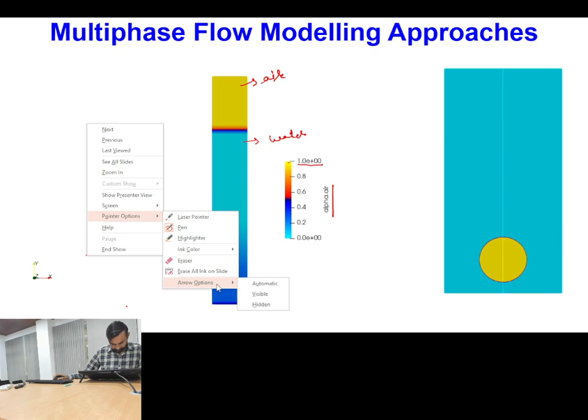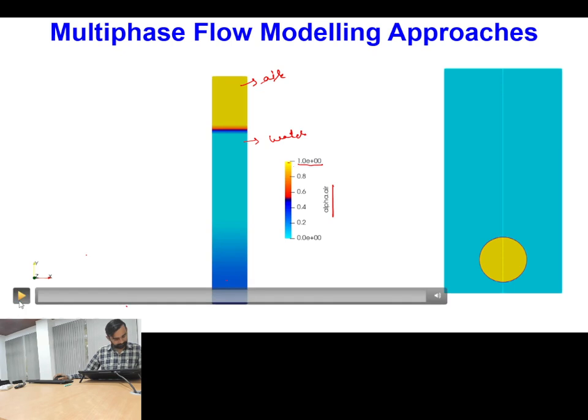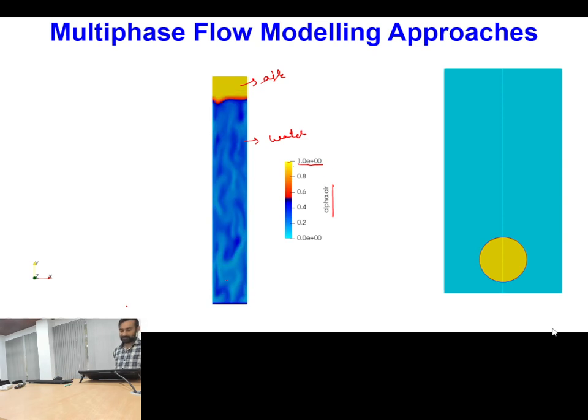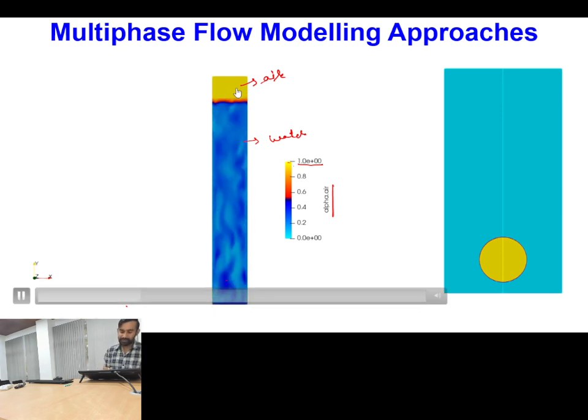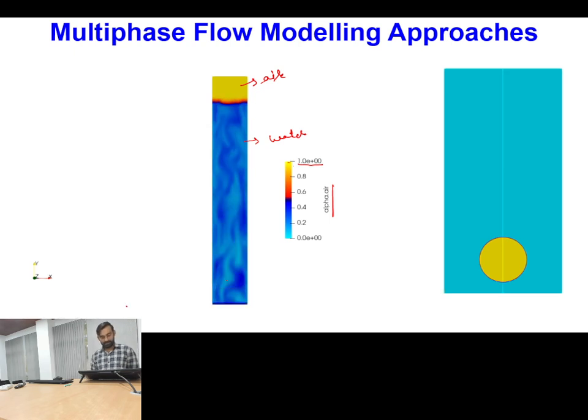Okay, now I have to select the pointer arrow. Can you see this? So here if you see, the volume fraction of the fluids is actually changing. Is this one clear? In the top you can see the amount of air is decreasing and the amount of water is increasing.